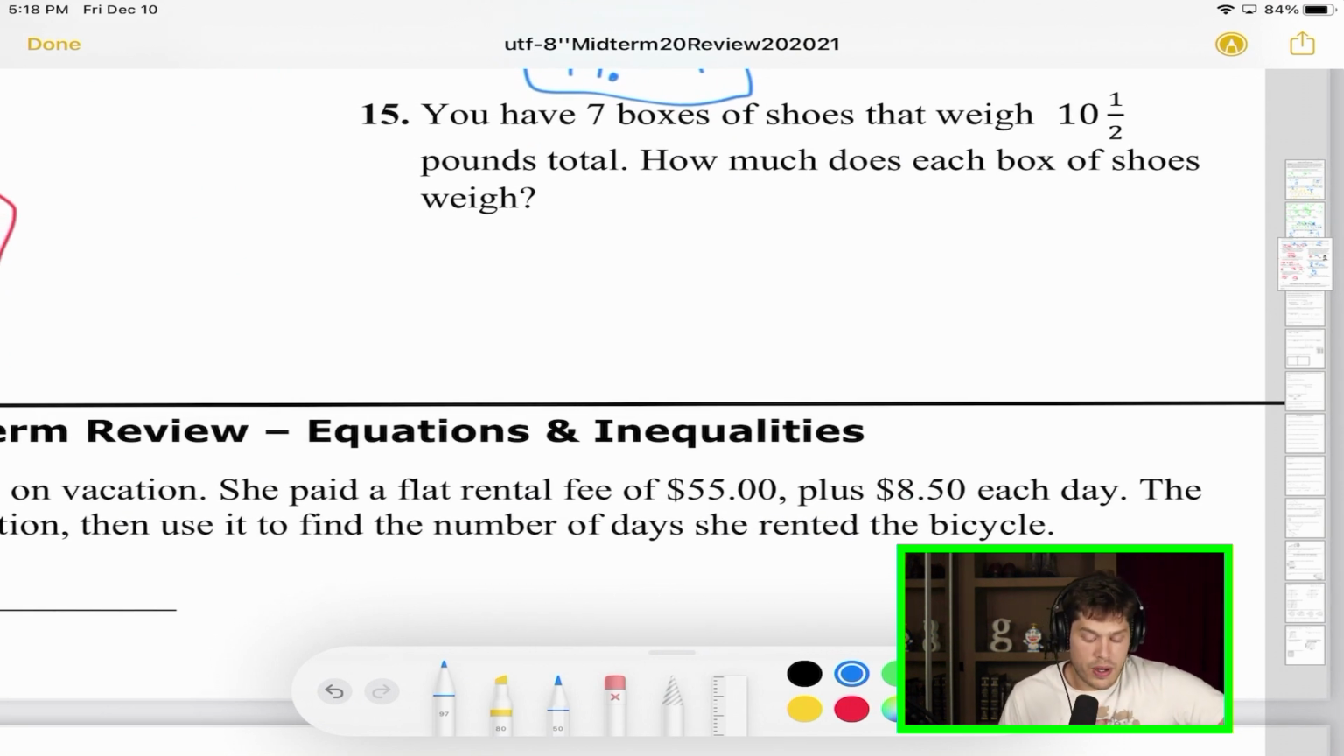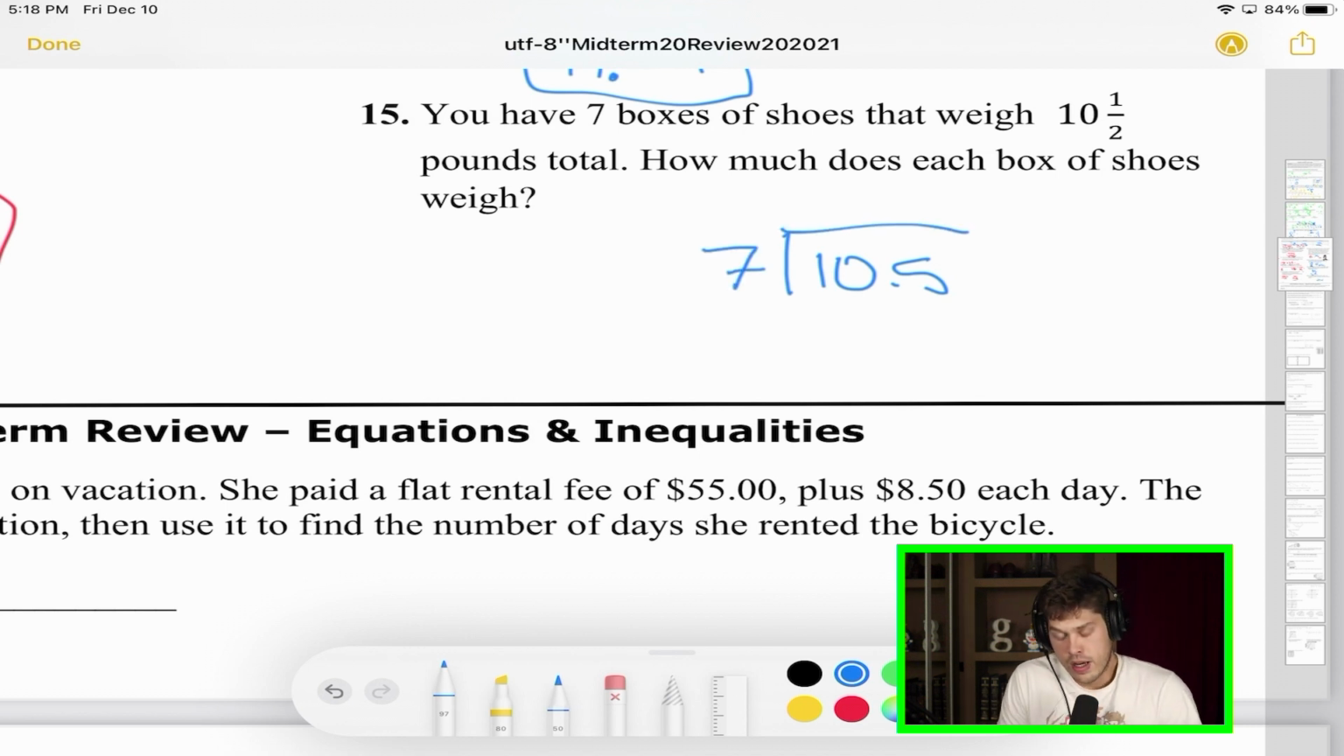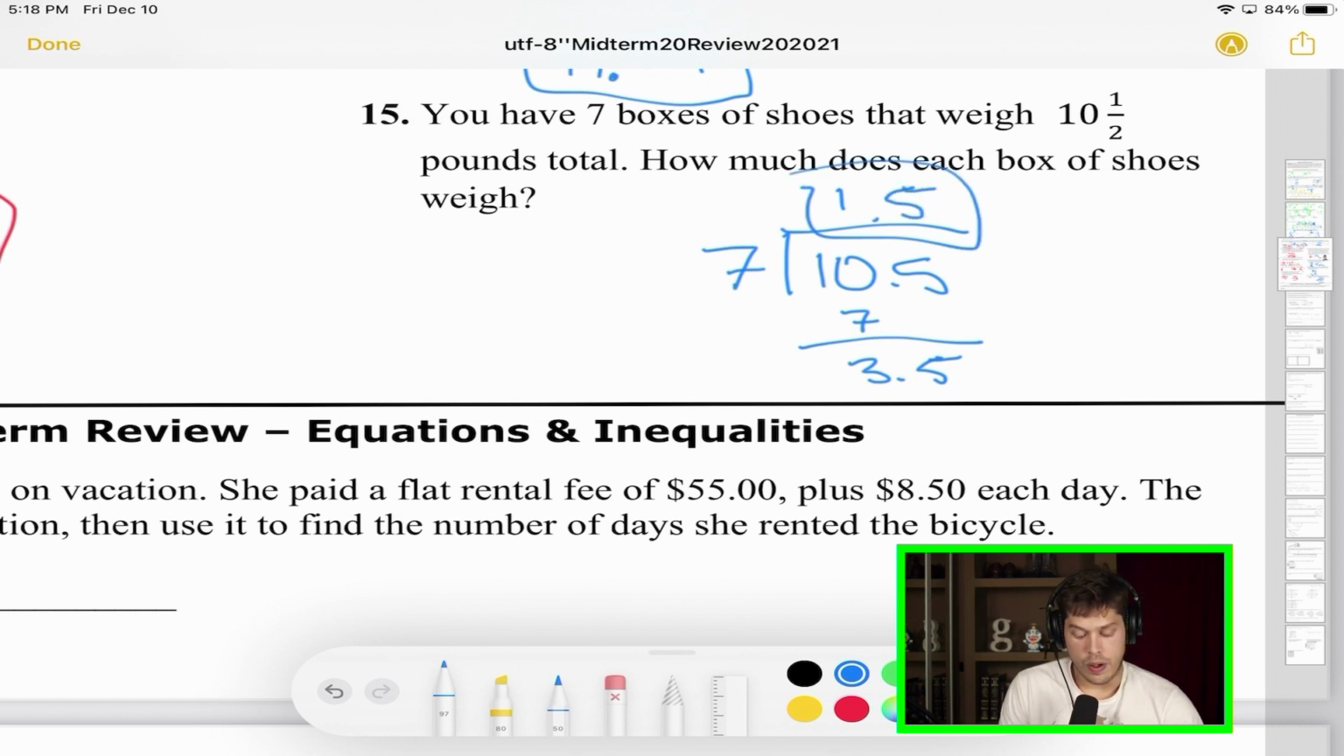Okay, you have 7 boxes of shoes that weigh 10.5 pounds total. How much does each box of shoes weigh? Okay, this is the opposite. We have our weight to be 10.5, and we have 7 boxes, but we want to find the unit price, so we're going to be dividing. 7 goes into 10 one time, subtract. 7 goes into 35 5 times, so each box weighs 1.5 pounds.